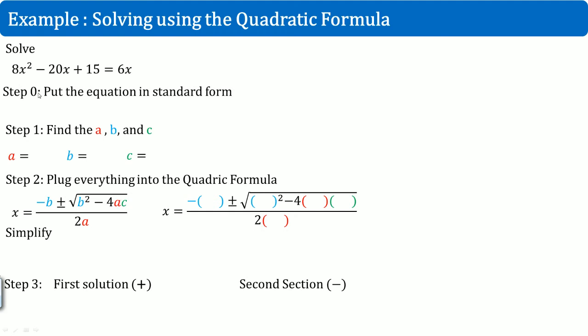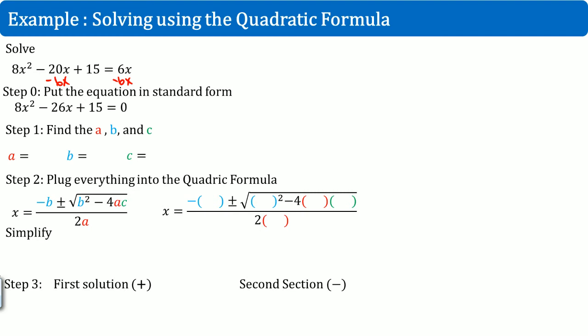8x squared minus 20x plus 15 is equal to 6x. Notice this is not in standard form. What we need to do is get rid of that 6x, so subtract 6x from both sides. Okay, you get as a result 8x squared minus 26x plus 15 equals 0.